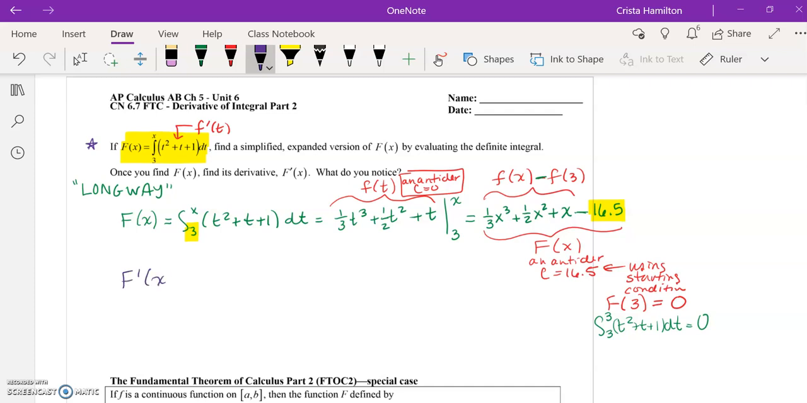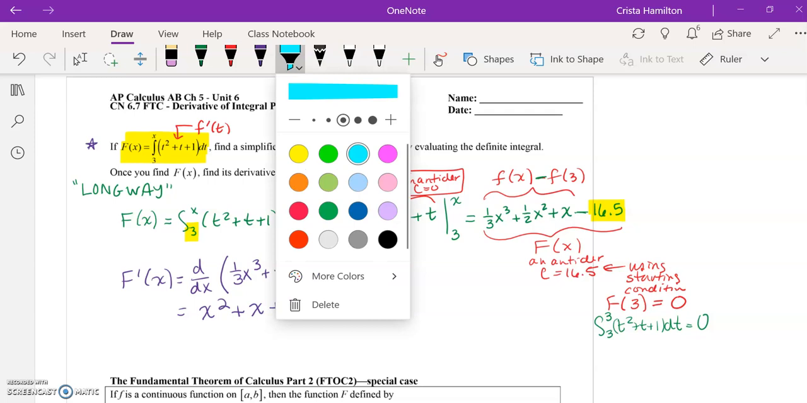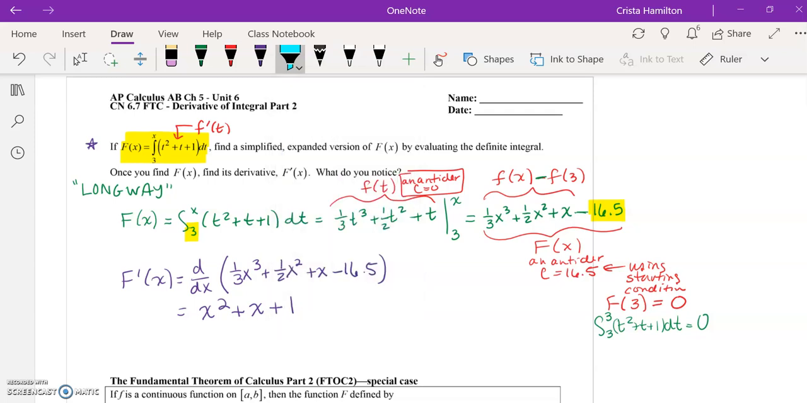So f prime of x over here is going to be the derivative with respect to x of 1/3 x cubed plus 1/2 x squared plus x minus 16.5. And the derivative of 1/3 x cubed is going to be x squared plus x plus 1, right? Just using our derivative rules.